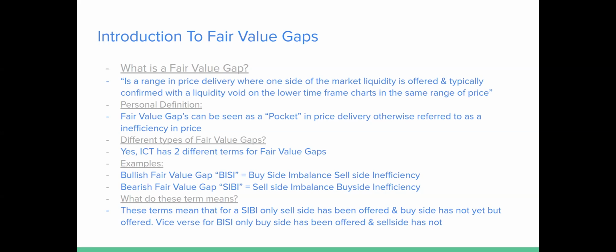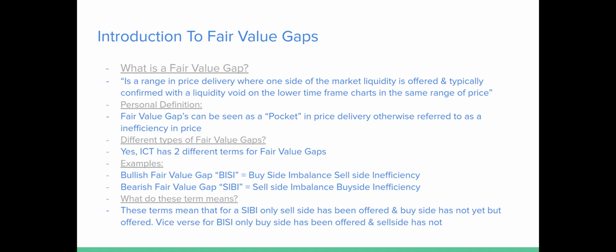Different types of fair value gaps. ICT has two different terms for fair value gaps, so make sure you do write these down. Example, a bullish fair value gap would be called BISI, B-I-S-I, buy side imbalance, sell side inefficiency. A bearish fair value gap, SIBI, would be called a sell side imbalance, buy side inefficiency.